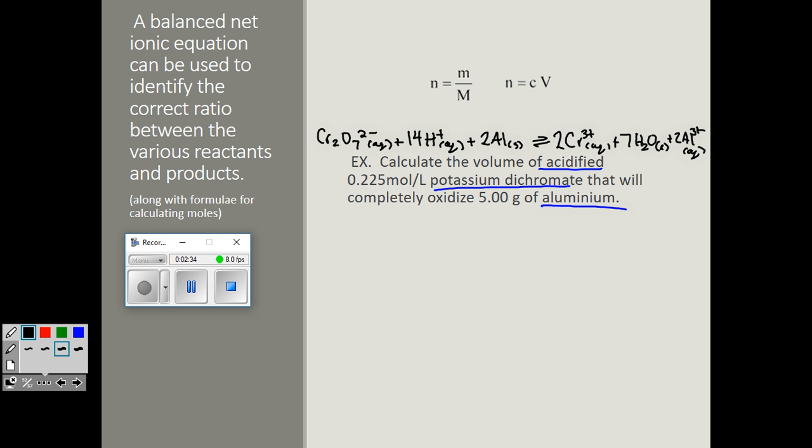I have an acidified solution, so that means I have hydrogen ions. I have potassium dichromate, which is an ionic compound. So what that really means is I have potassium ions and Cr2O7 2- ions. I also have aluminum, not aluminum in a compound, but aluminum. So I have solid aluminum. Because I have a solution, I also have water, so I could note that as well.